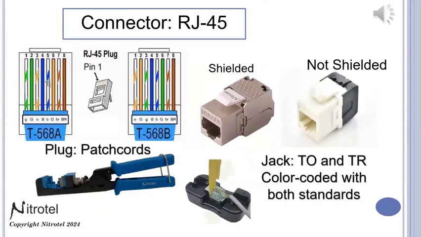The industry standard connector for copper structured cabling is the RJ45, and the RJ45 uses two wiring standards. It uses 568A and 568B. We're going to have RJ45s both at the telecommunications outlet and in the telecommunications room at the horizontal cross connect, and we need to make sure that we use the same standard throughout the project. This ensures that all the wiring will be compatible. Fortunately, Nitrotel jacks come with both standards color-coded onto the jack.